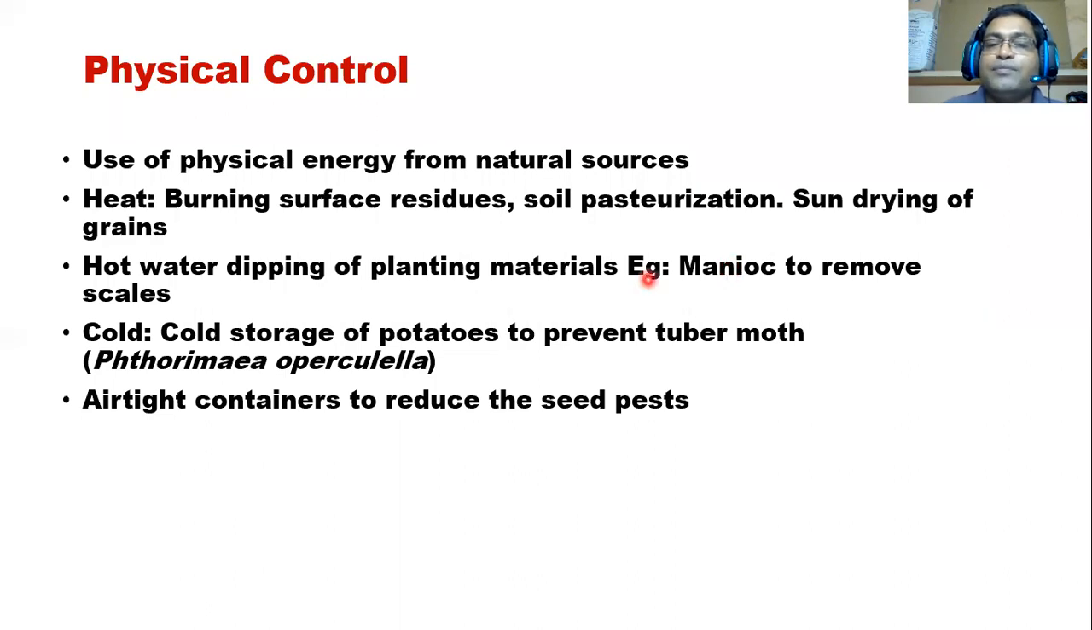So this will kill them. And cold storage: especially the potato tuber moth is a very big problem in storage areas. That's why they use cold storage at 4 degrees C. They store potatoes, and many vegetables also, at 4 degrees C and even in freezing conditions. Airtight containers are used, especially to minimize stored product insects.